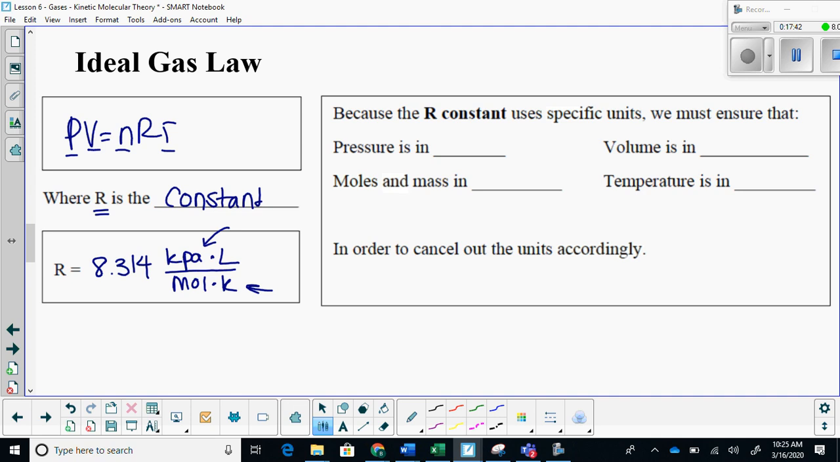So you have to be careful now about the units we use. We have to use units that are specific to the R constant. So from now on, whenever you're using ideal gas law, pressure needs to be measured in kilopascals. Moles, and mass, remember if you have mass, you're able to get moles, need to be measured in moles. Volume has to be in liters, and temperature must be in Kelvin. This is so that we can accordingly cancel out the units when using this constant.